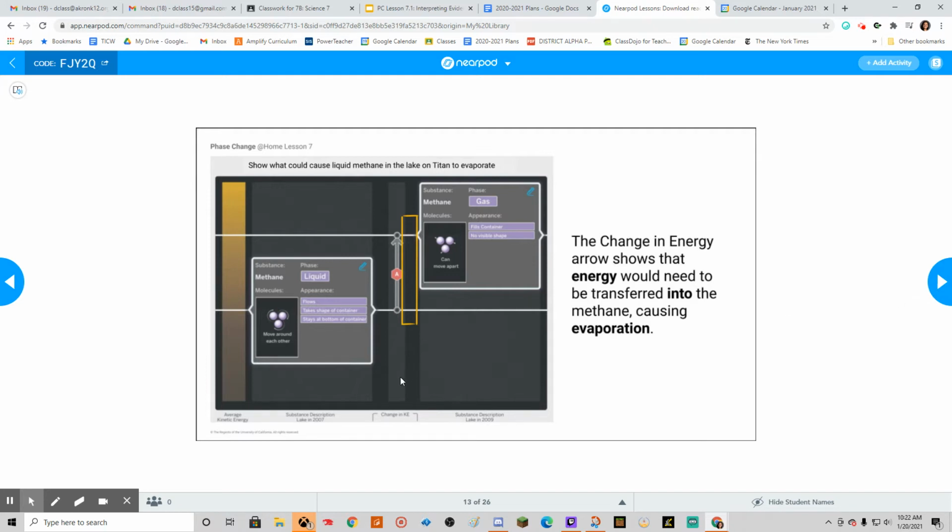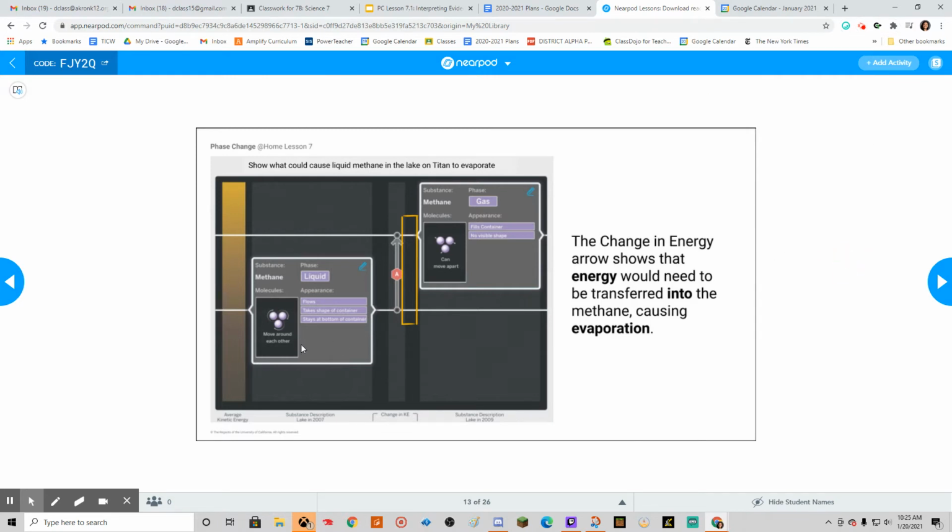So this is the model that you created last week, or earlier this week, I should say, with me in class or at home. So you start with a liquid. The methane lake was a liquid where the molecules move around each other, and you would choose your appearance. And then after the phase change, it became a gas, which now the molecules can move apart. And this is what it would have looked like. So now in this new model, we have added this arrow with a label that indicates that energy had been transferred.